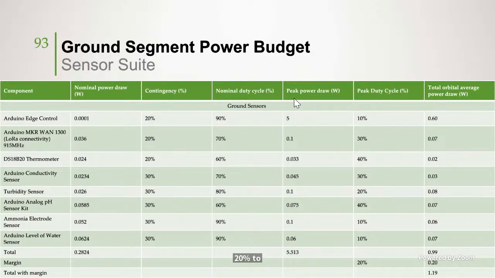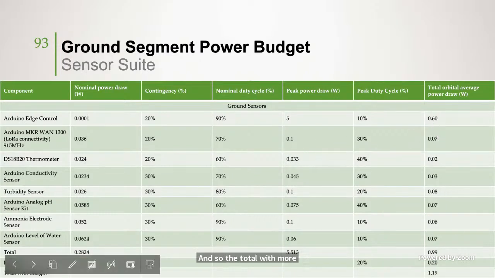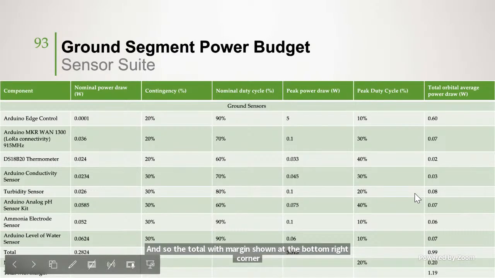Next, in the fourth column is the peak power draw, which is the power which the sensors draw when they are working. Most of the sensors will work from a duty cycle of 10% to 40%. So we took into consideration that, for example, the 10% peak duty cycle corresponds to a nominal duty cycle of 90%, which is the complement of 10%, meaning it will be idle for 90% of the time and 10% of the time it will be working, and so on. The total with margin is shown at the bottom right corner, which is 1.19 watts.